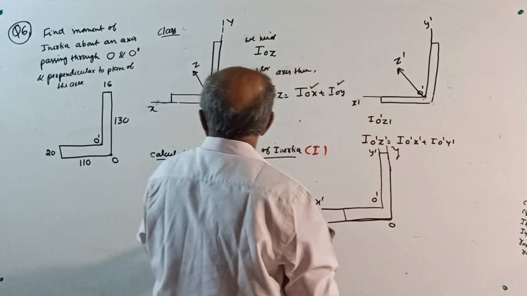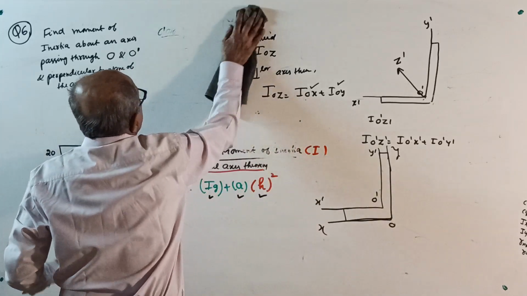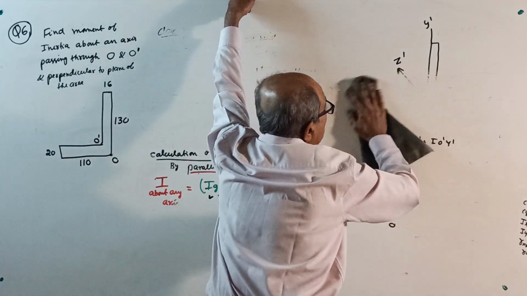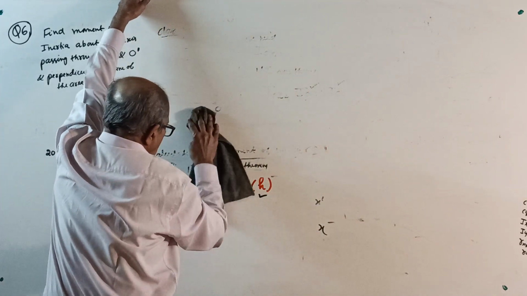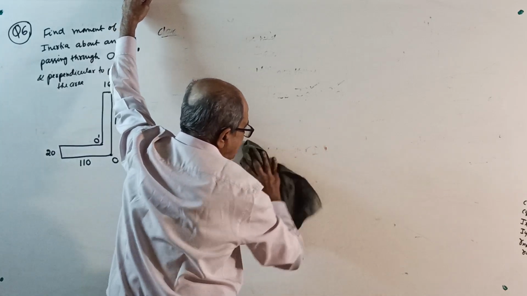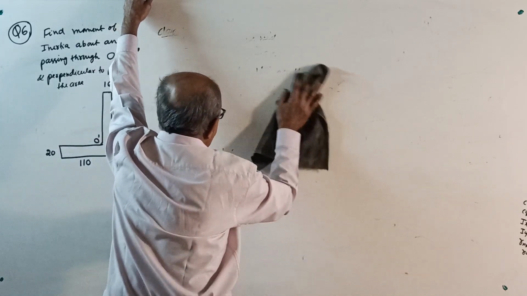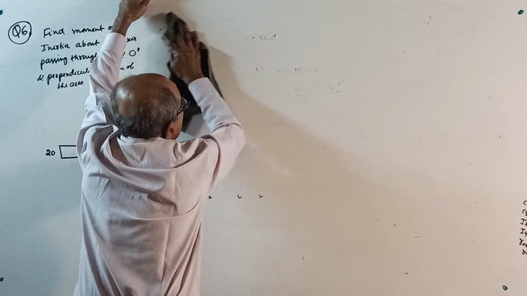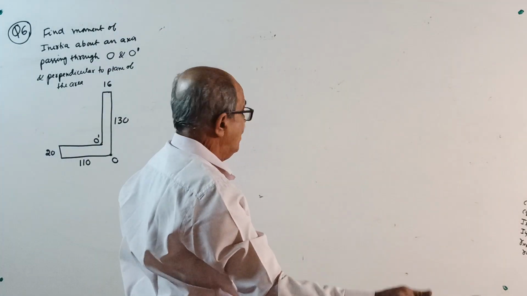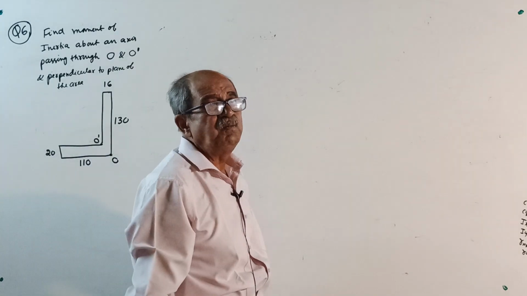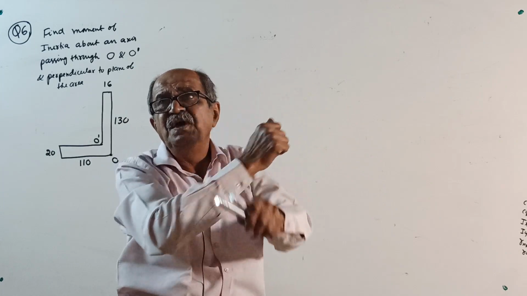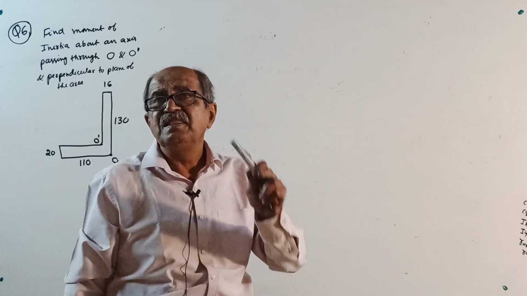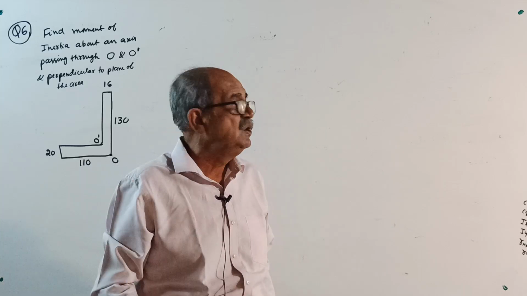This I already told you: whenever they want moment of inertia about any axis passing through a point in the plane and perpendicular to the plane of the area, it is the sum of moment of inertia of two mutually perpendicular axes passing through that point lying in the plane of the area. I maintained it for required now. Okay, start now.